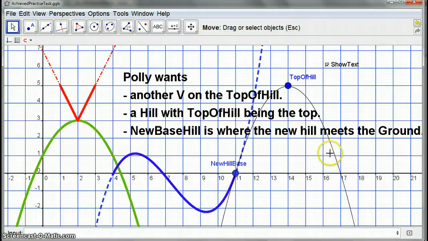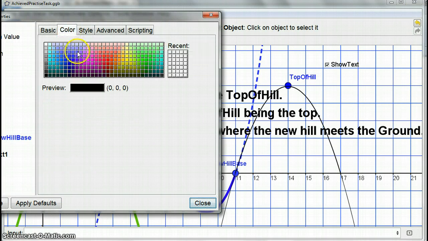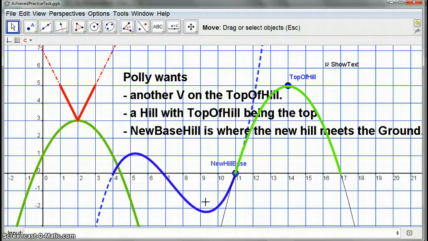So, and then for that hill, what was that one called? Function R. So I would actually have to have function R, and it would be between 11 and 17. Now you're not doing it in GeoGebra in the internal, it just helps you practice your skills. So this one here, I can actually make a green hill and make it fat. There we go, close. So that's pretty much what's going to be expected.